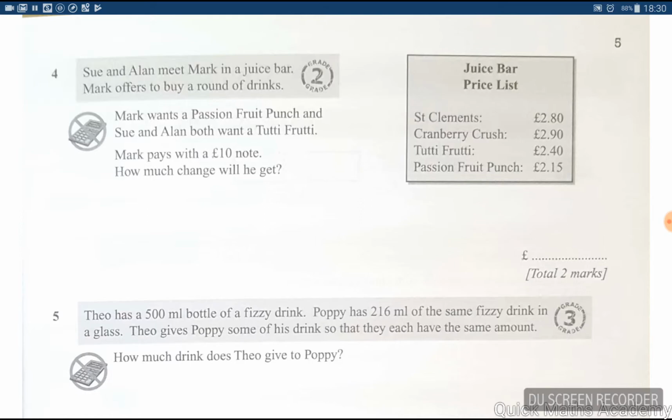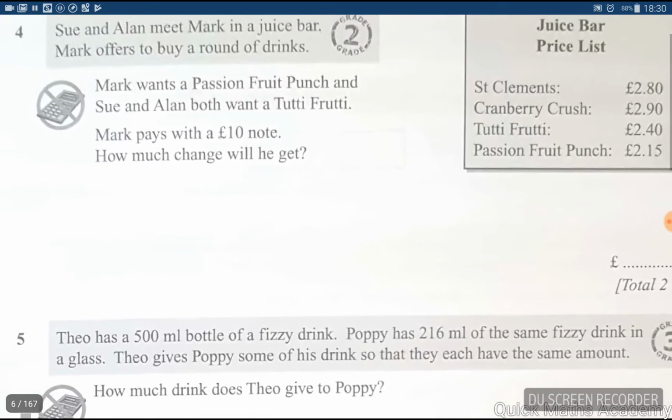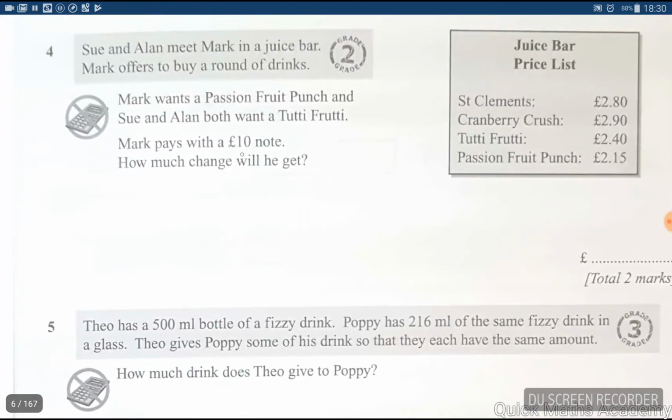Okay, so he pays with £10. So what we want to do is to take away from £10 every value that Mark paid. So Mark did a passion fruit. The passion fruit is 2.15, and then Alan and Sue a tutti frutti. So tutti frutti is 2.40 pounds. All those values are being taken away from the £10.